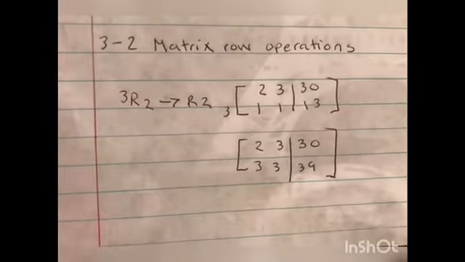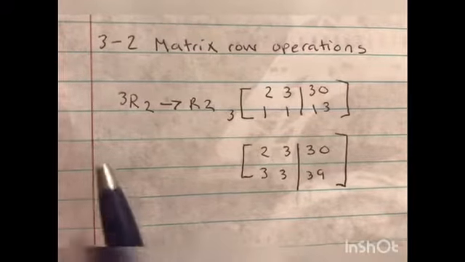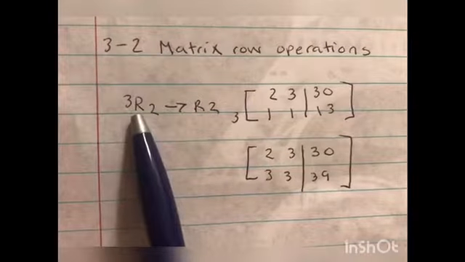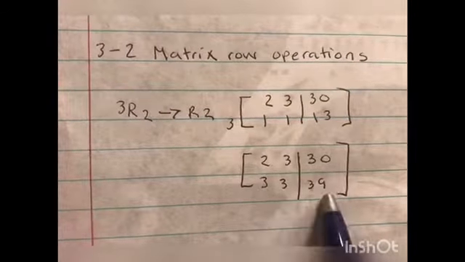My problem from Unit 3, Section 2 was on matrix row operations, and you would have to multiply 3 times row 2 to change row 2, and you would end up with 3, 3, and 39, and this would be your final solution.